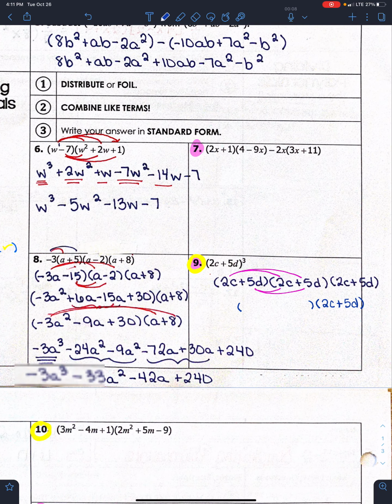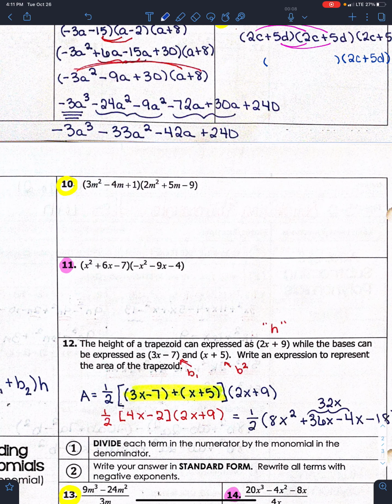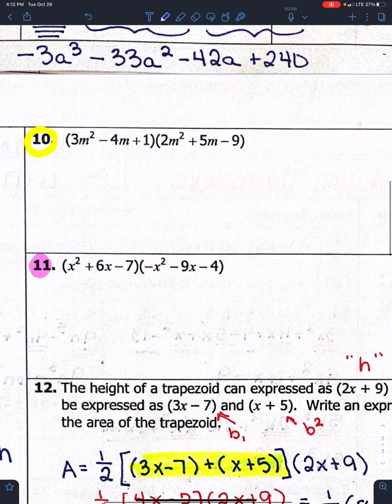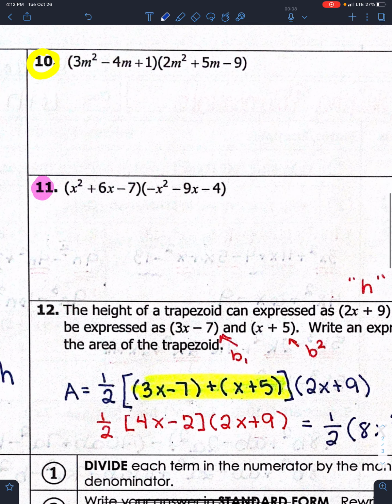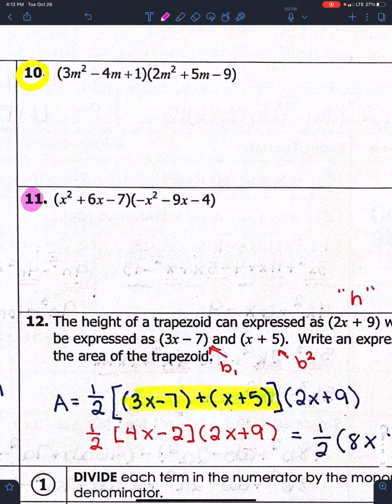All right, I'm going to go to the back side of this worksheet, and I'm going to be working on number 10, which is similar to number 11. So follow along with this one, and then you should be okay to go on and work on number 11 so that you can try that. First thing I'm going to do is take the first term of the first trinomial and distribute it to everything in the second trinomial.